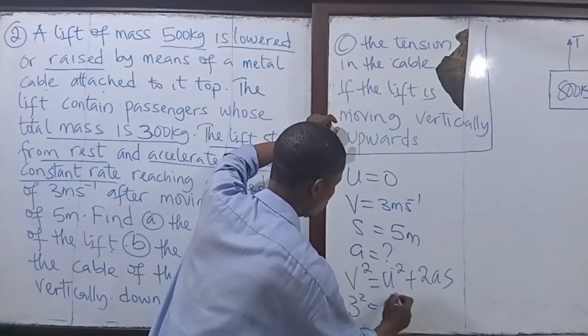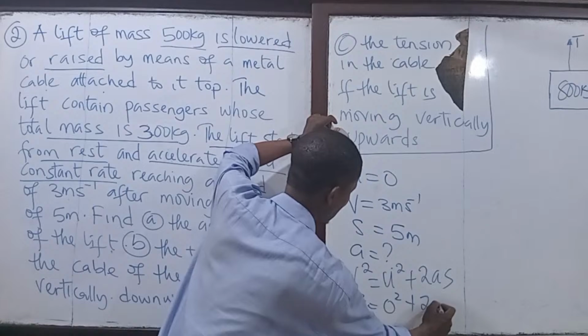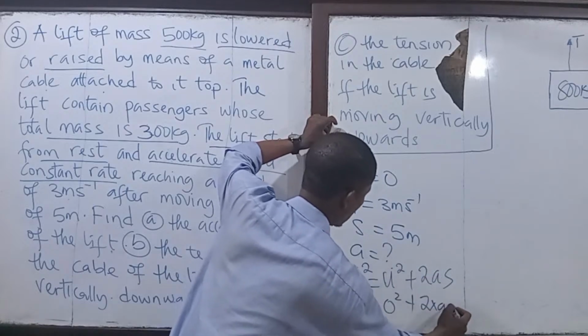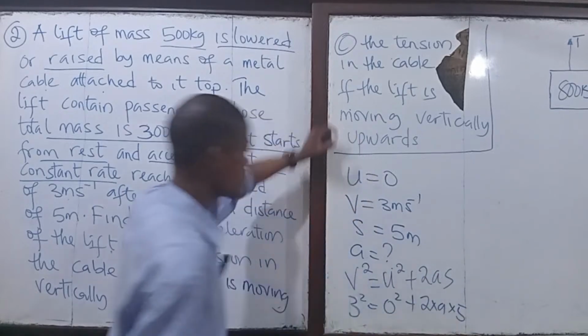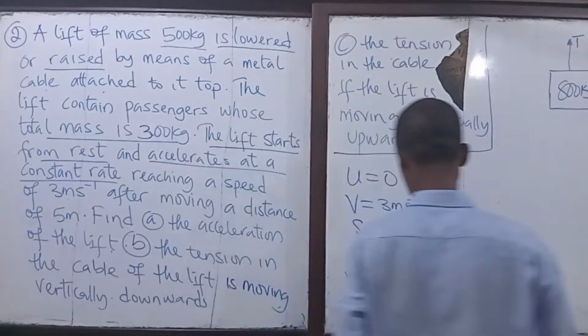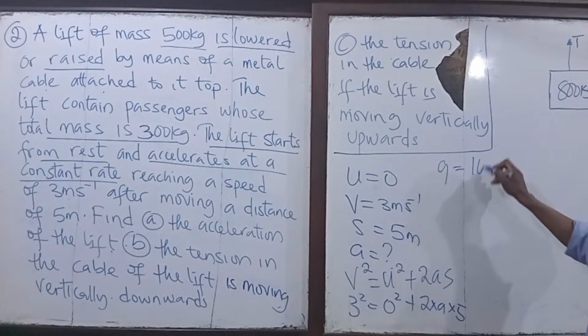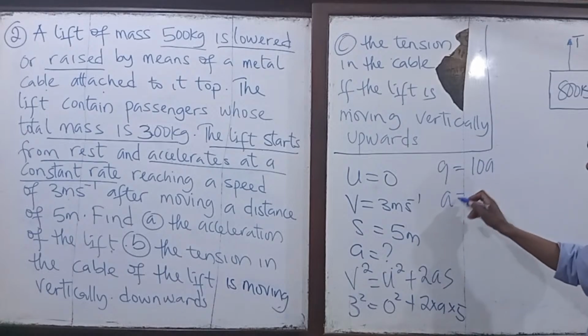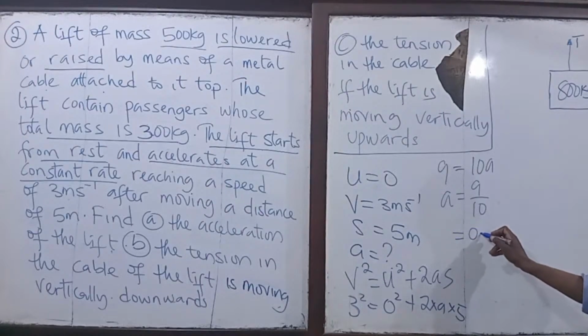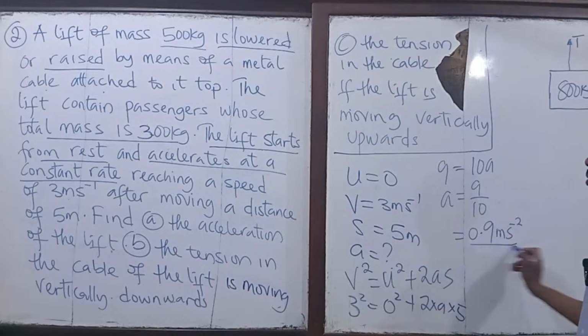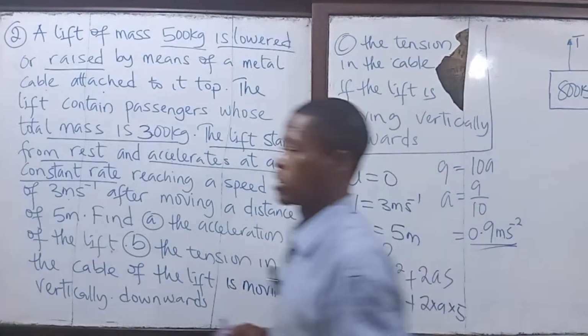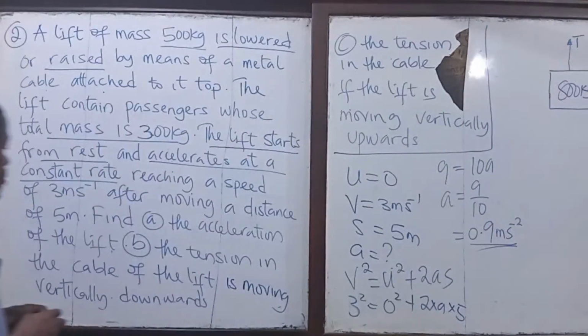v squared is 0 plus 2 times acceleration, and then times 5, and that will give us 9 equal to 10a. So acceleration is 9 over 10, and that's 0.9 meters per second squared. That's the acceleration for that question. Okay, so then let's go to the B part.